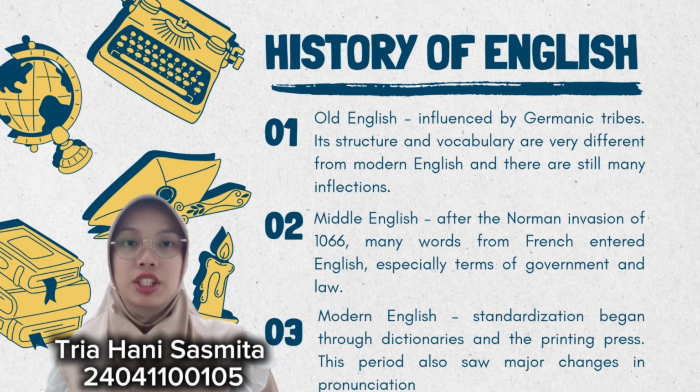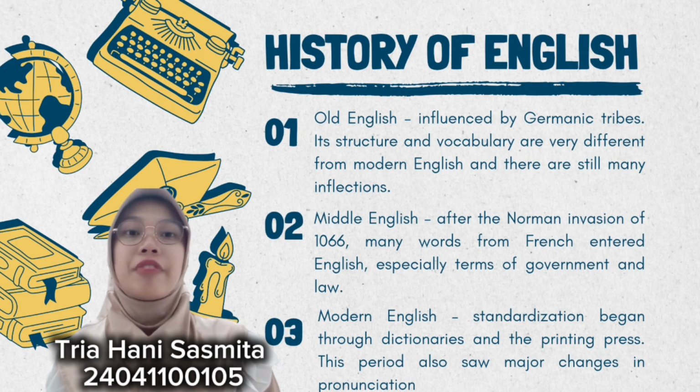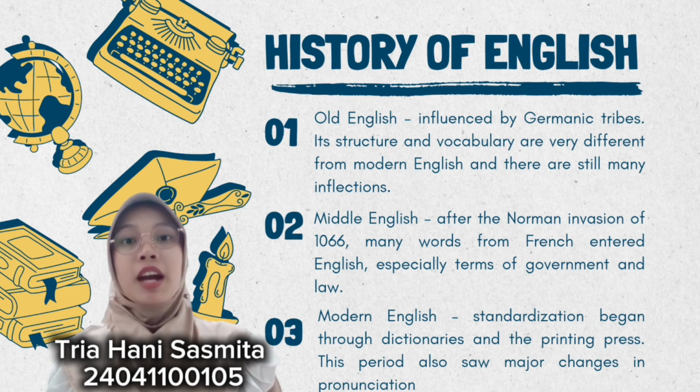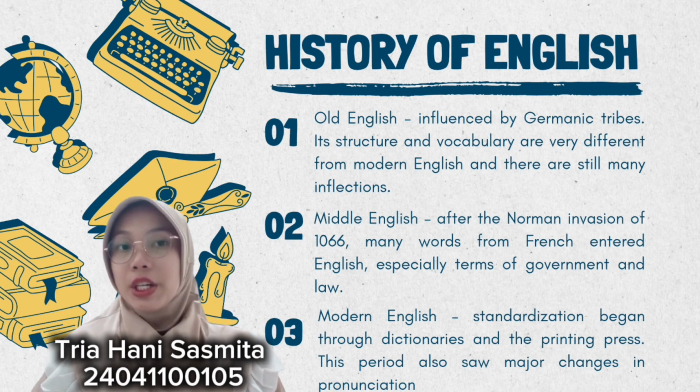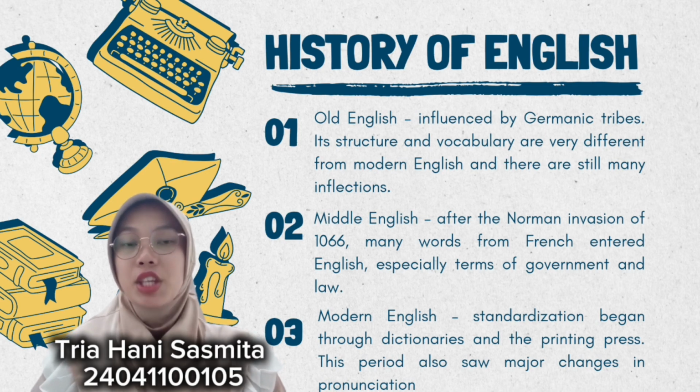Historical of English. English itself has gone through three major stages. First, Old English, which looked very different from today's English. Then, Middle English, when the Norman invasion brought many French words into the language. Finally, Modern English, when dictionaries and printing helped standardize how English is written and spoken.